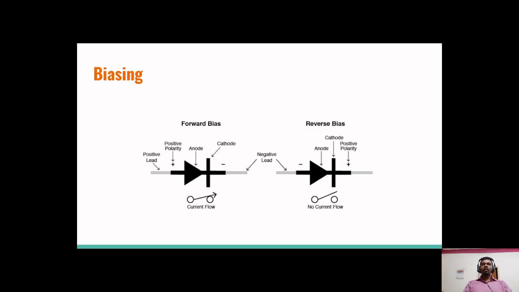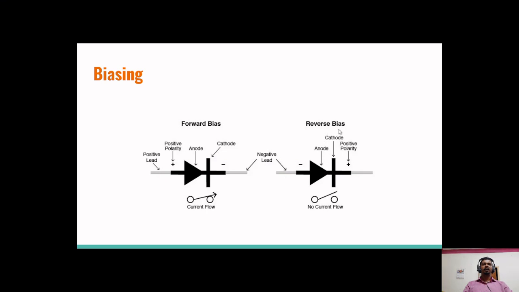Let us now look at the biasing conditions of the diode. There are two biasing conditions. One is the forward bias condition, the other one is the reverse bias condition. In the forward bias condition, the P-type material is connected with the positive end and the N-type is connected with the negative terminal. So in this condition, you find the current flows through the diode.